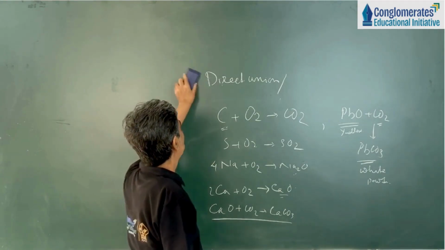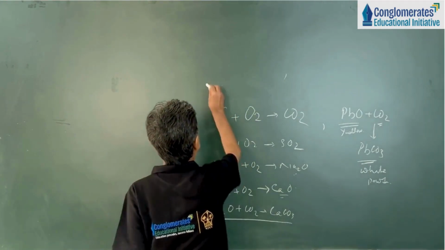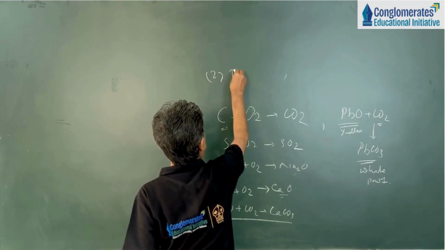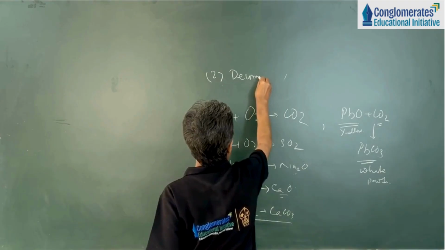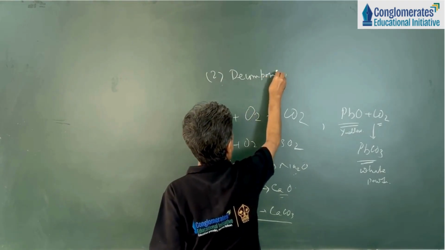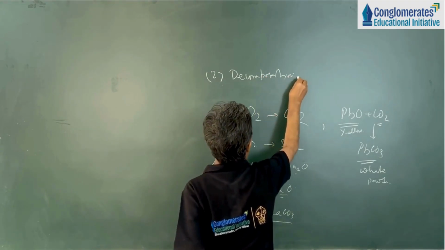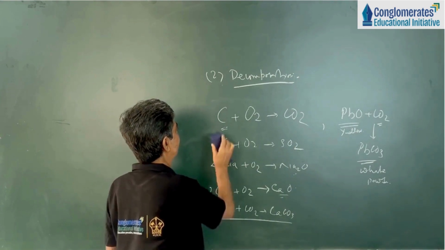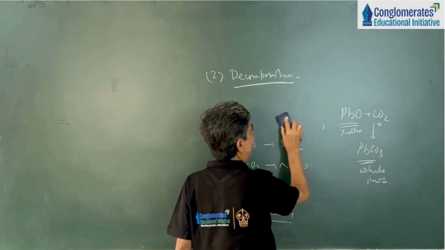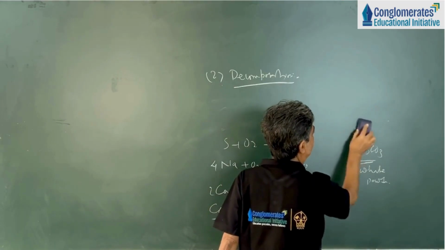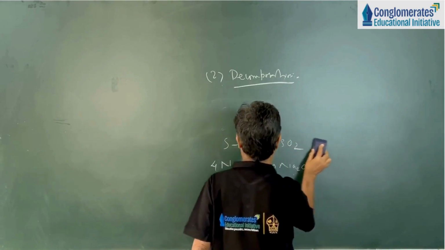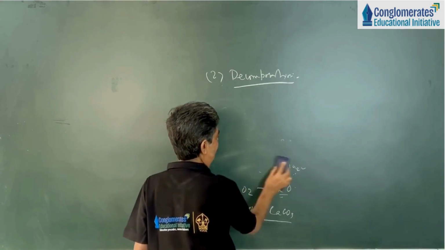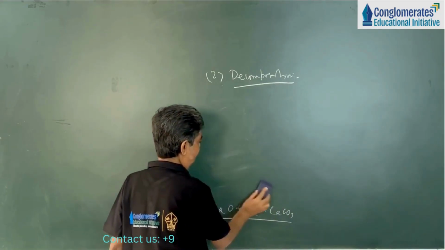The second is decomposition. Decomposition is another type of chemical reaction, and it is also very important. That means when any substance or compound decomposes into two or more different kinds of products, this is called a decomposition reaction. A very popular example is the following.